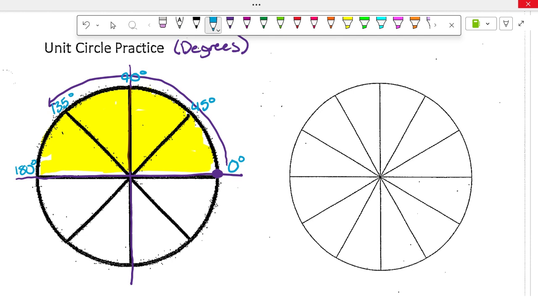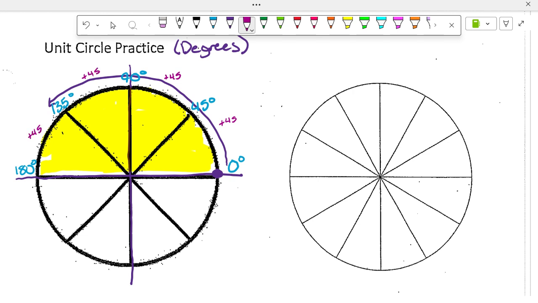Do you guys notice a pattern? What's it going up by? It's going up by 45. So we're adding 45 between each fourth. And that's the pattern for the fourths.